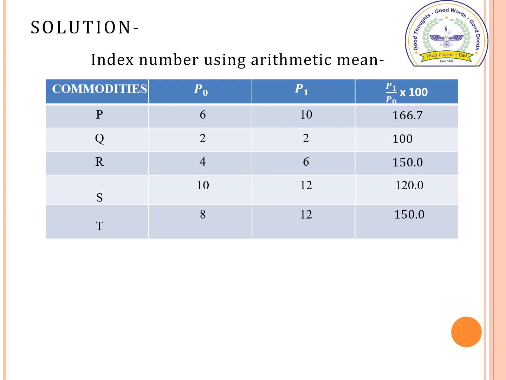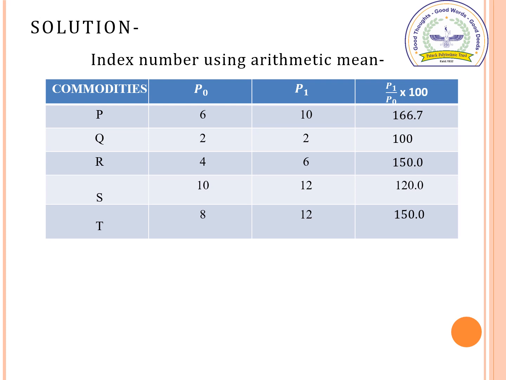So same, 2 divided by 2 into 100 is again 100. 6 divided by 4 into 100 is 150. 12 divided by 10 into 100 is 120. And 12 divided by 8 is 150.